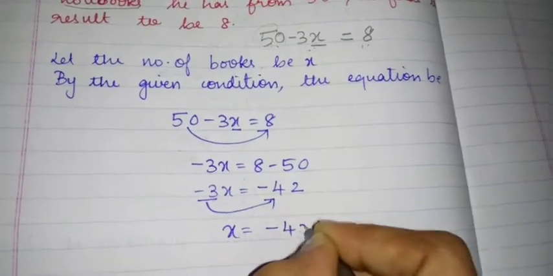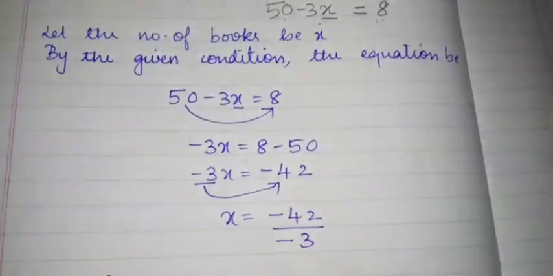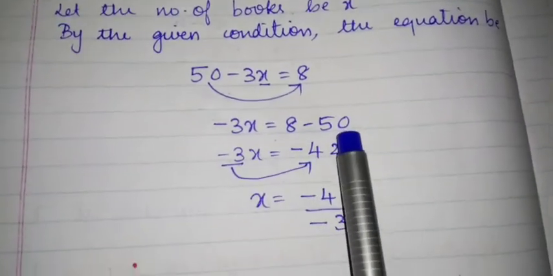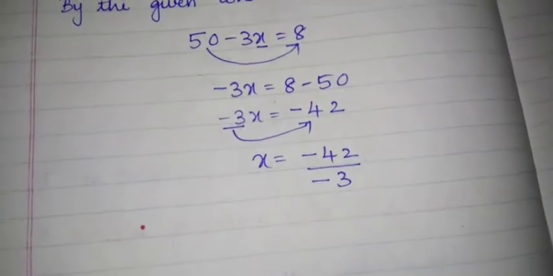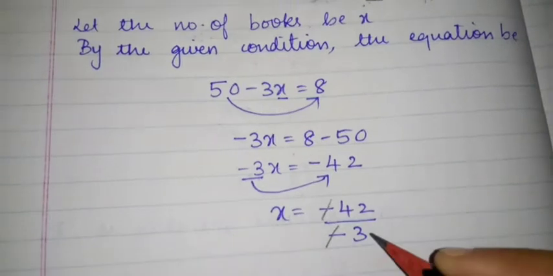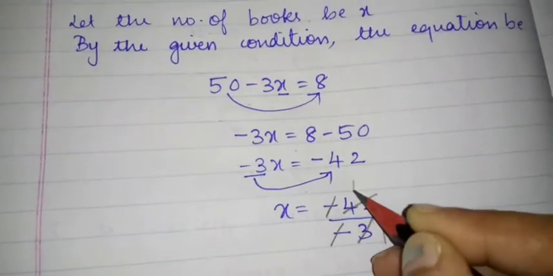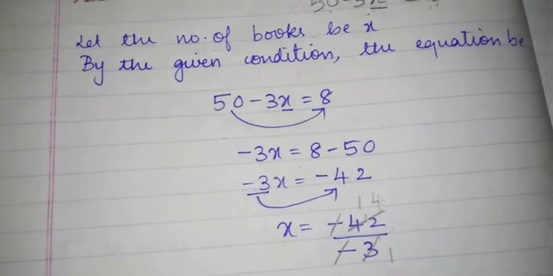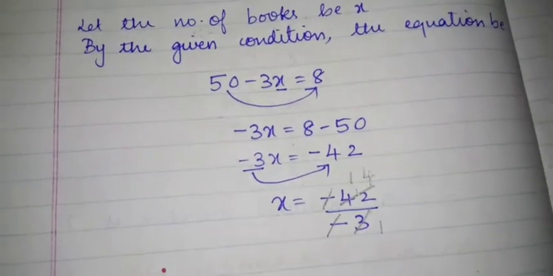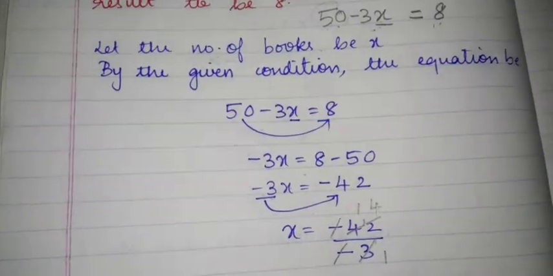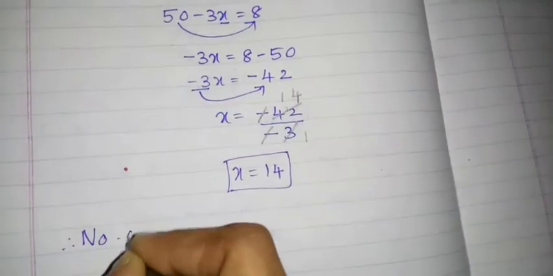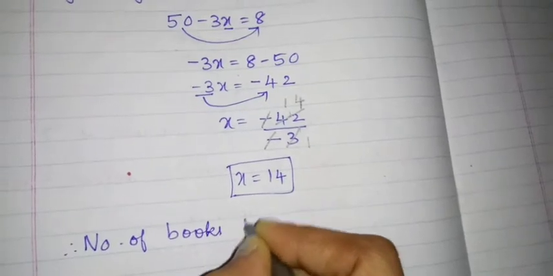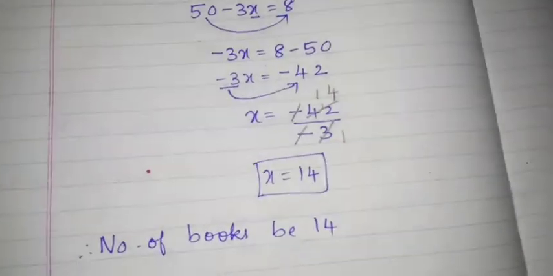Now I am bringing this minus 3 to the other side because I want x only. x is equal to minus 42 divided by minus 3. Minus 3 going to that side becomes division by minus 3. Minus minus cancel. 3 ones are 3, 4 threes are 12. So x value is what, children? 14. So what is our number of books? Therefore, there are 14 books.